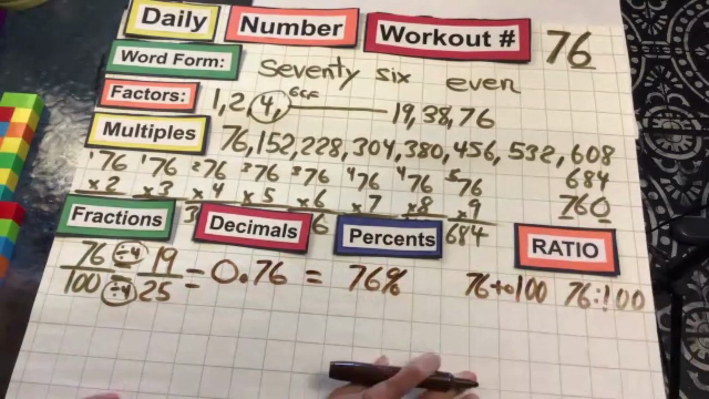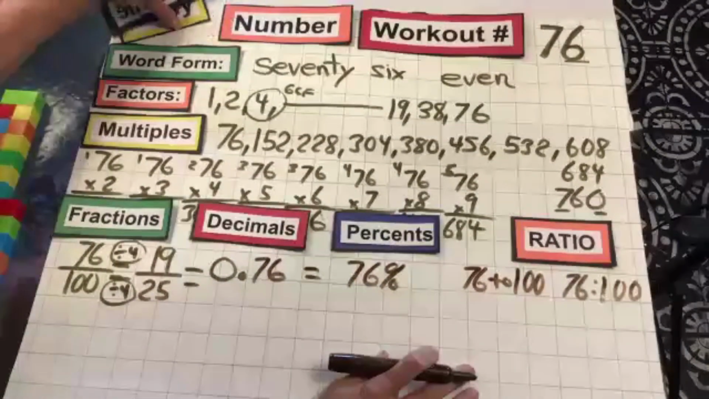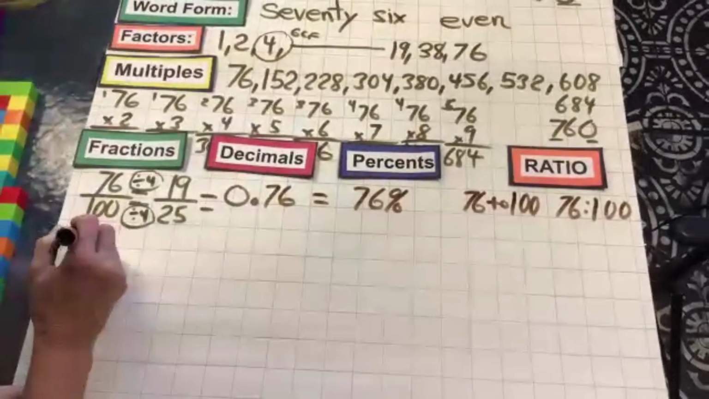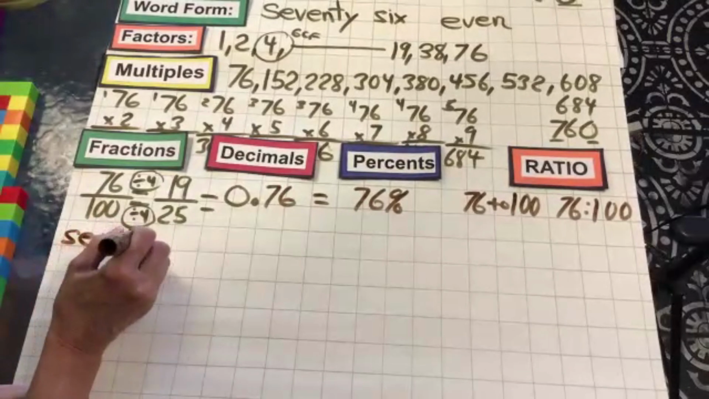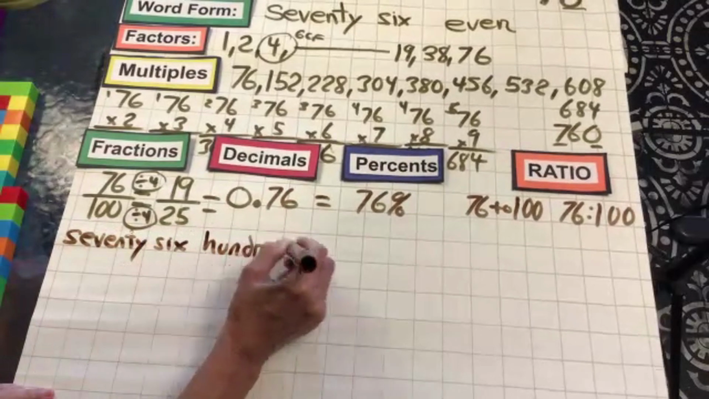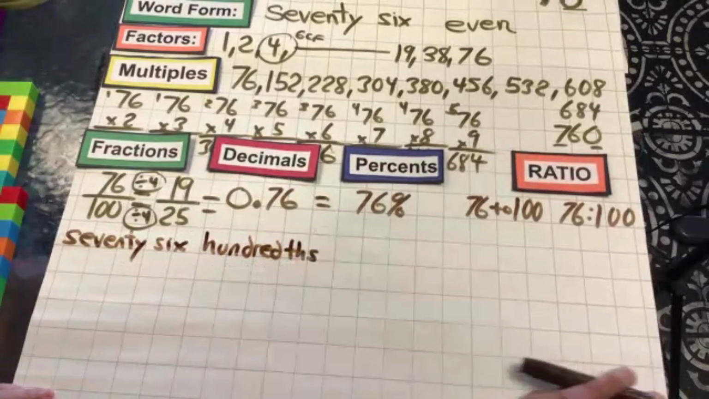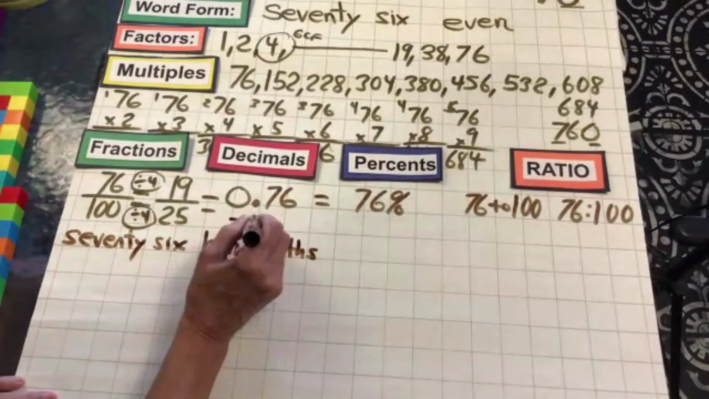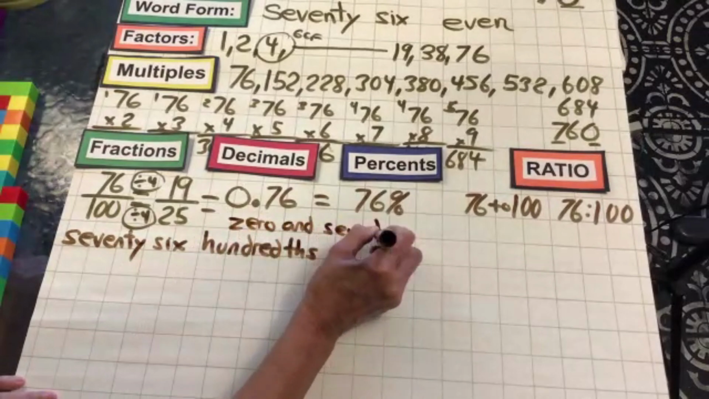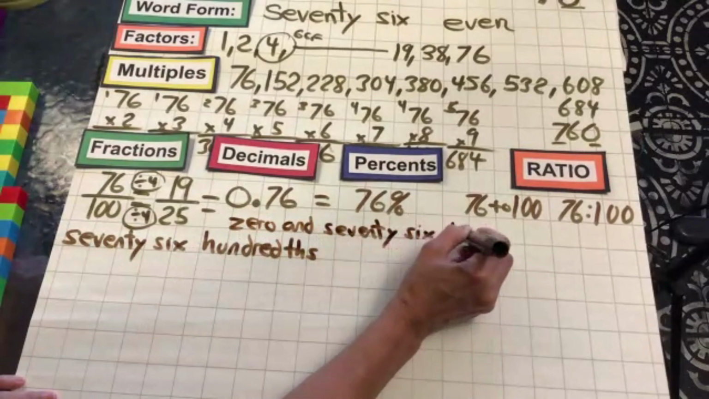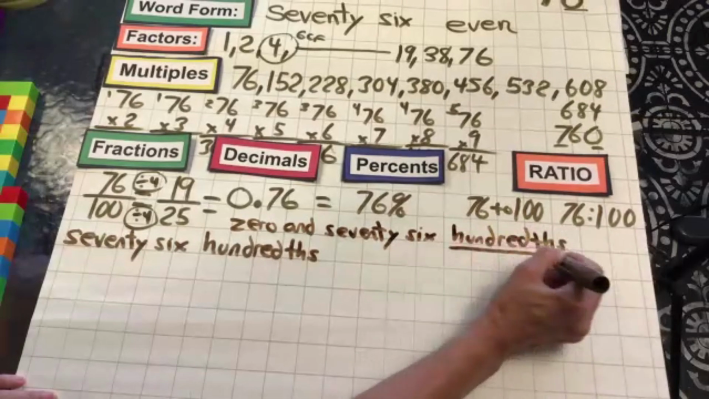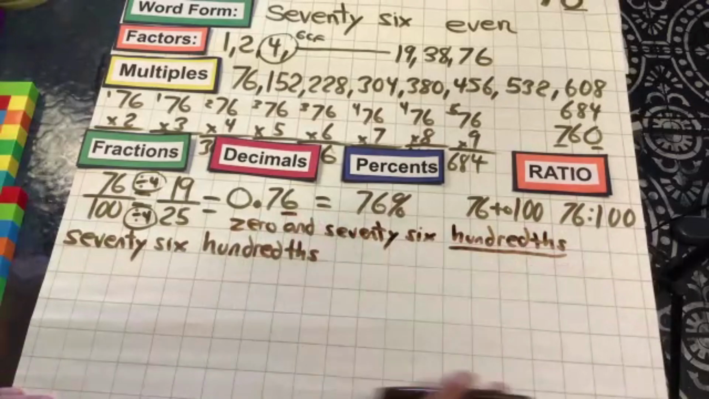Moving right along. Let's go for our word form in fractions and decimals. So we would write 76 hundredths, which would describe our fraction. Or in decimal, we would write 0 and. So that always tells us it's a decimal. 0 and 76 hundredths. And remember, our last word is always where we ended up, in the hundredths place value.